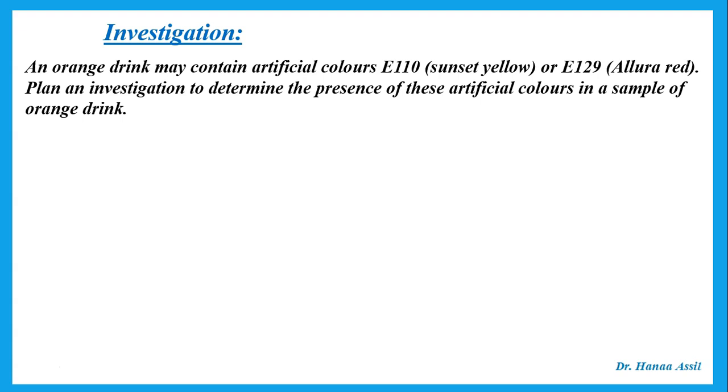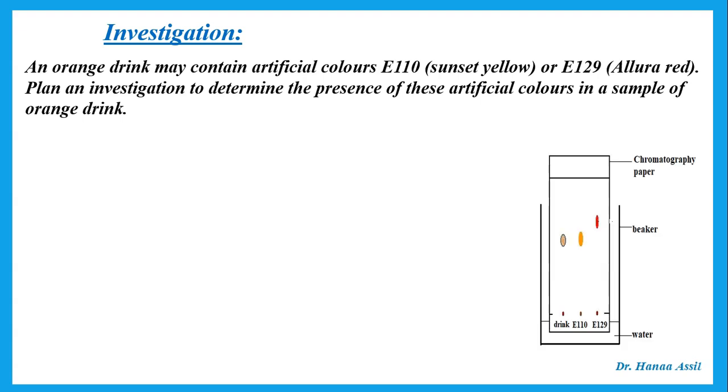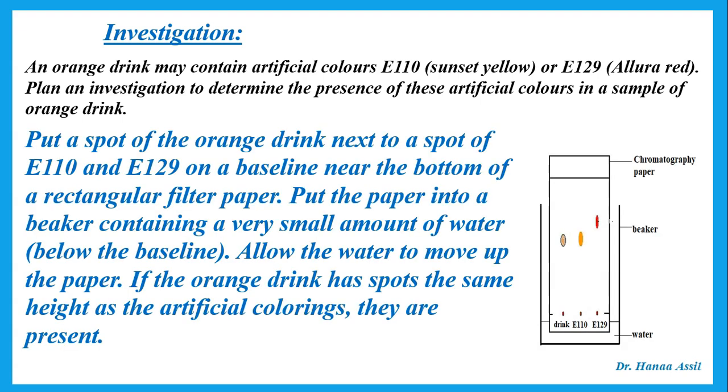Usually you will be required to plan an investigation. An orange drink may contain artificial colors, which he calls E110, E129. Plan an investigation to determine the presence of these colors in a sample of orange drink. So for this, we need to explain chromatography. So how do we do chromatography?